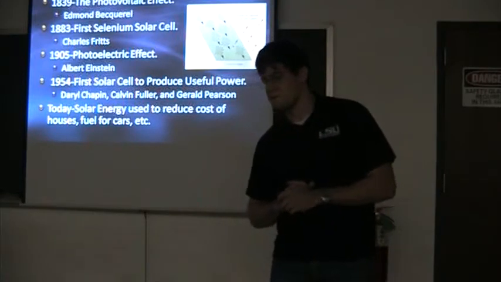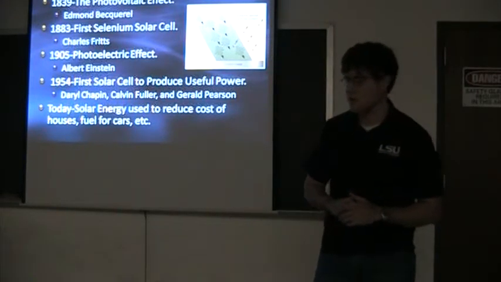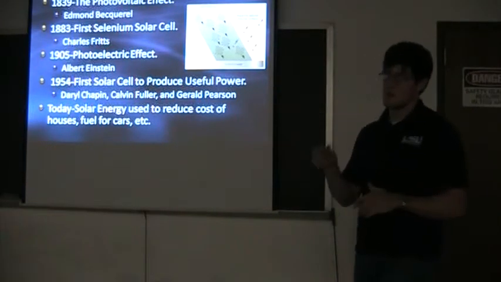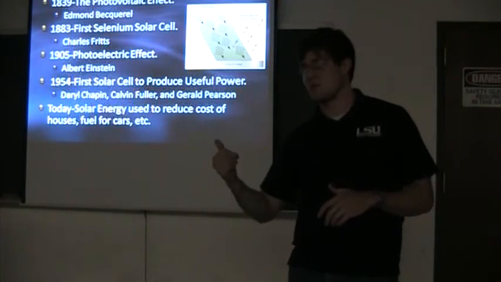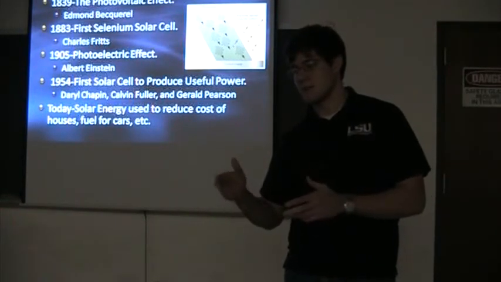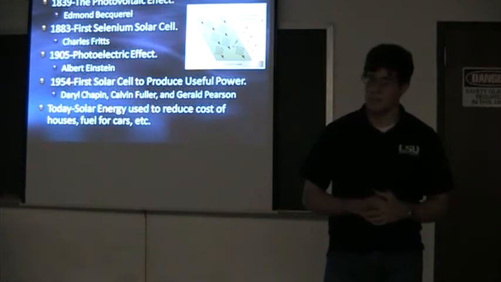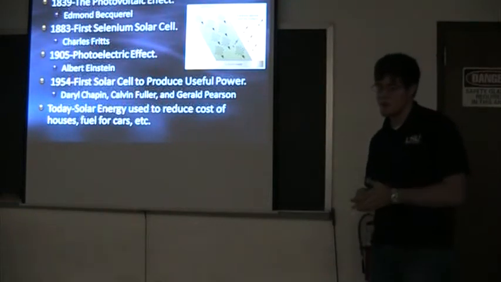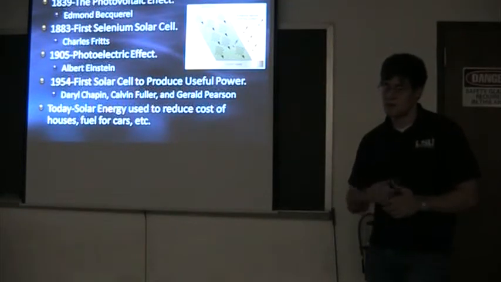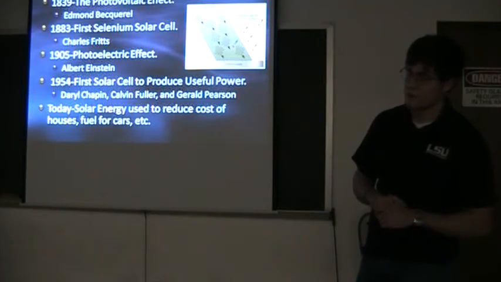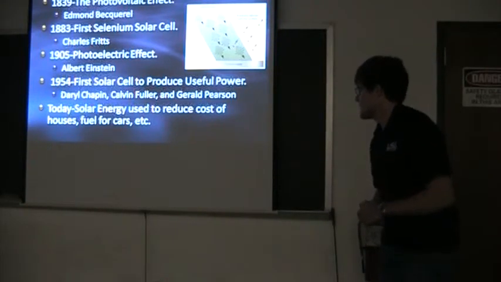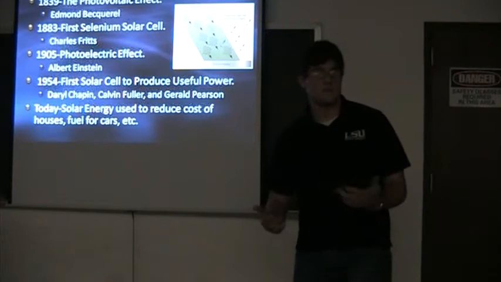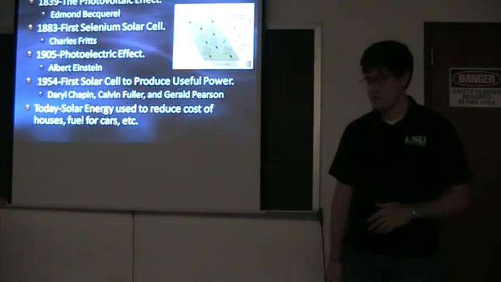And in 1905, the photoelectric effect was explained by Albert Einstein, and this is a picture of the photoelectric effect. It shows light coming in and electrons bouncing off, or I guess the light triggers the electrons to go crazy. In 1954, the first solar cell to produce power was invented by Darrell Chapman, Calvin Fuller, and Gerald Pearson. And now today we use solar energy, which has become a way of improving efficiencies.